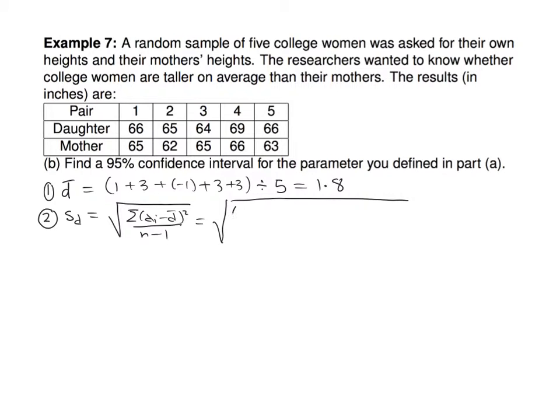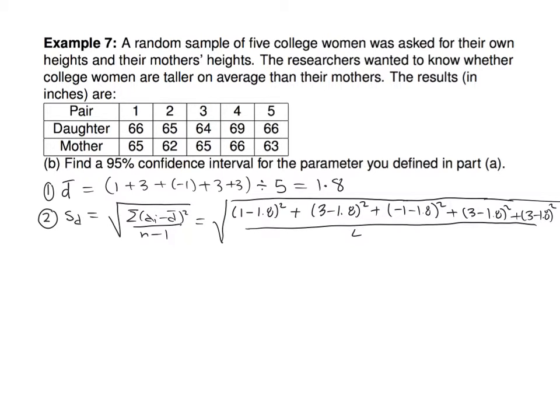So our first difference was 1, right? You got (1 minus 1.8) squared. What was your second difference? (3 minus 1.8) squared. What was the next difference? Minus 1 minus 1.8, squared. And how about the last two? 3, both 3. All divided by 4. When you work that all out, you end up with the square root of 12.8 over 4, or approximately 1.79.